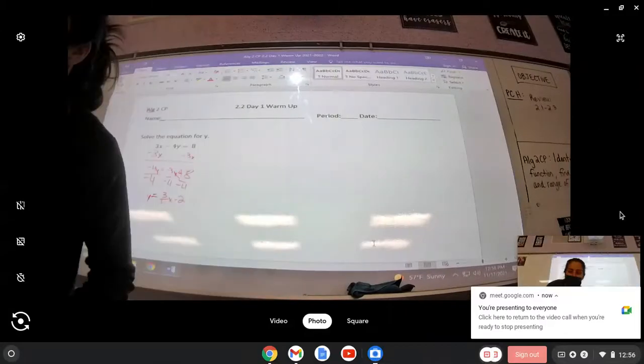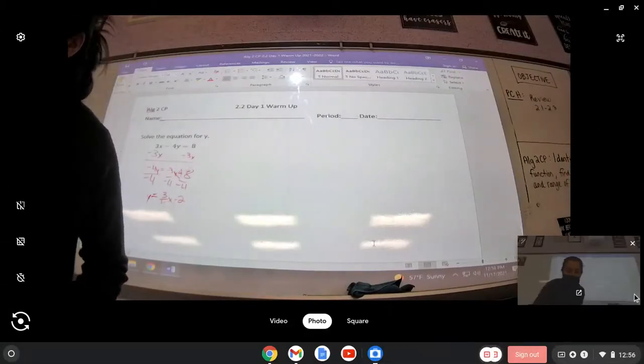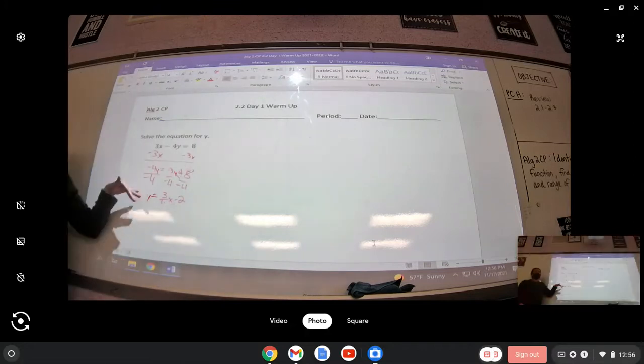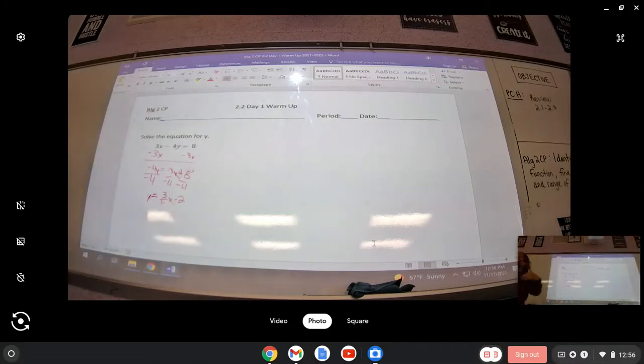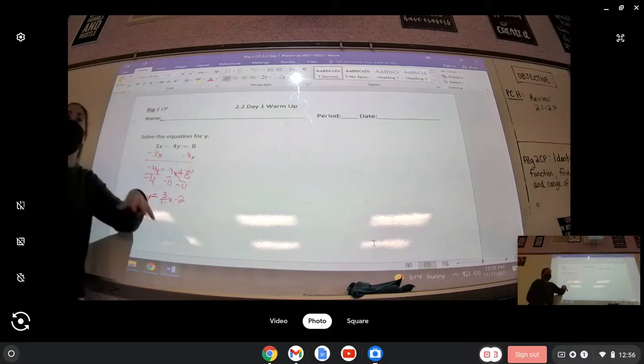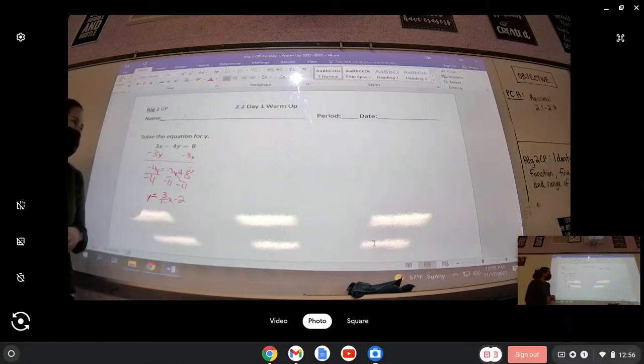All right, so you had to solve this for y, right? So we already did this back in chapter 1, and I warned you that we're going to have to solve for y a lot in the next chapter. So it's going to come back today and the next section as well.